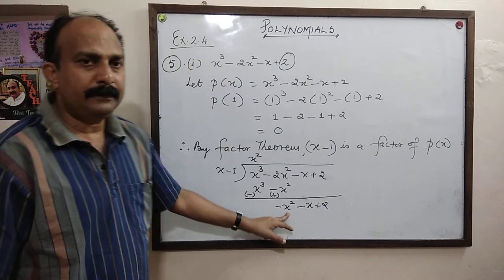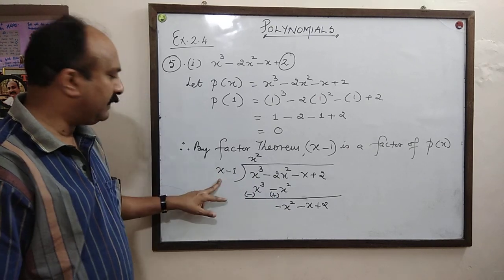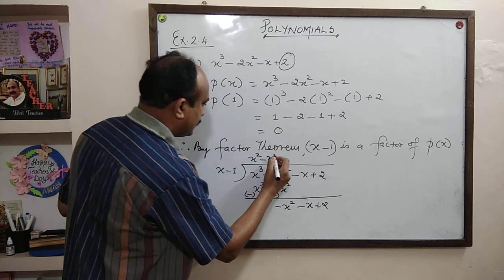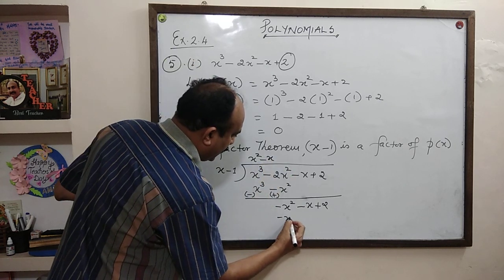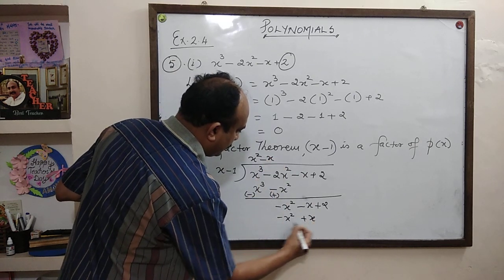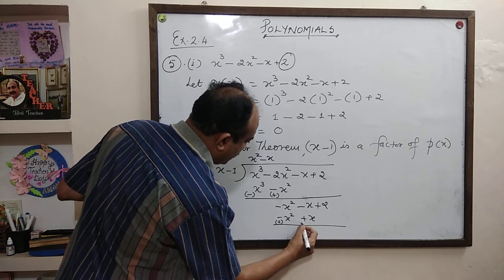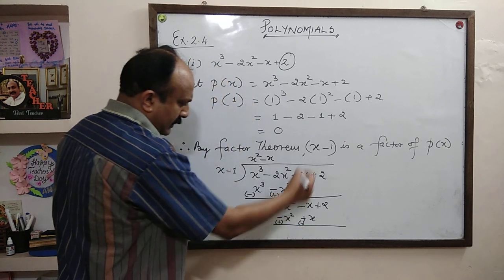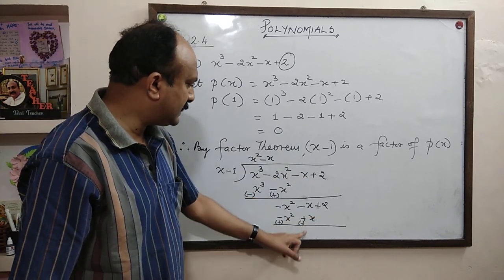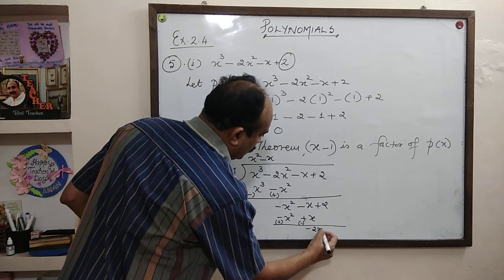Again take the first term and divide it by the first term. Minus x square divided by x, answer is minus x. Minus x square plus x. Sign change, plus minus. Minus x square plus x square got cancelled. Minus x, answer minus 2x.